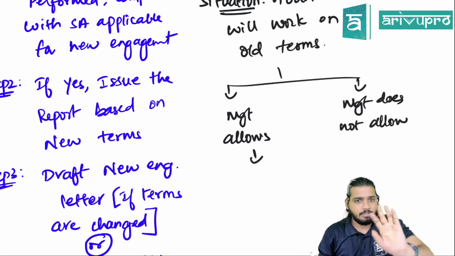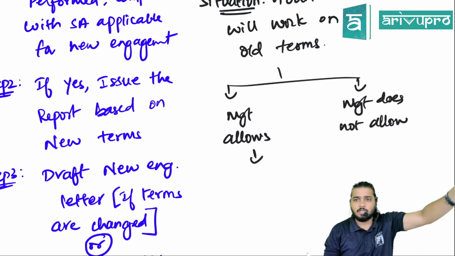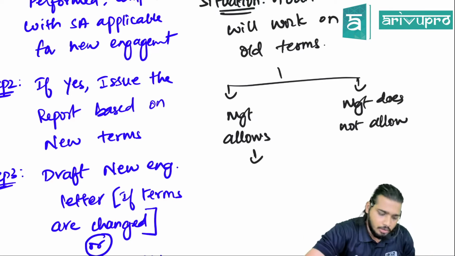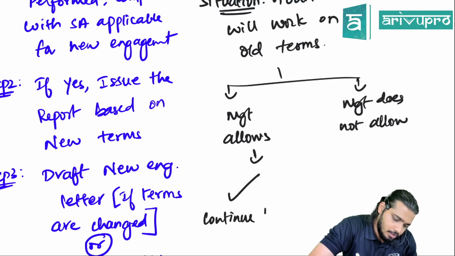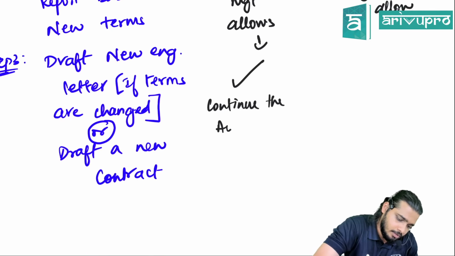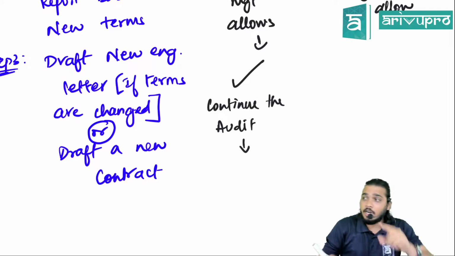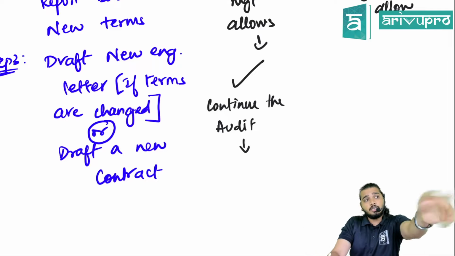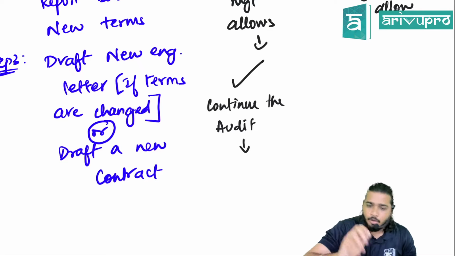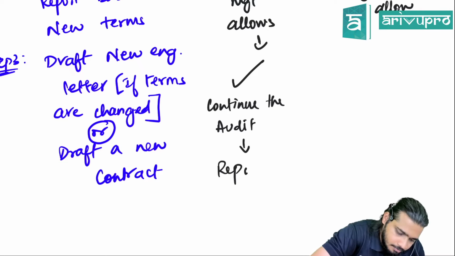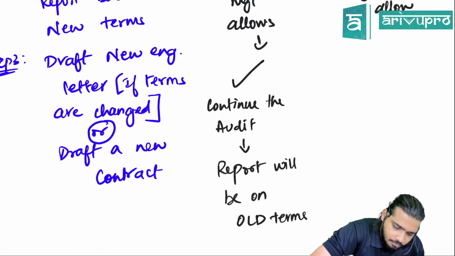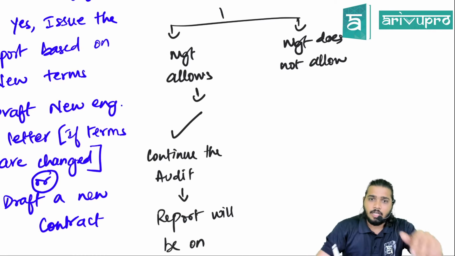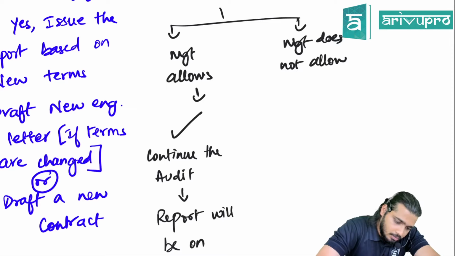They asked for change. I said I will not change and I said I will work with the old terms. They said yes. Any problem? No. So continue the audit. Now see, listen. In continuing the audit, will the report be based on old terms or new terms? Old terms only. Understood? If management does not allow, what am I supposed to do?